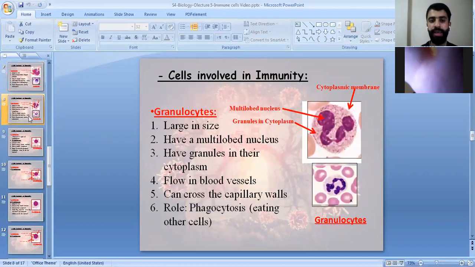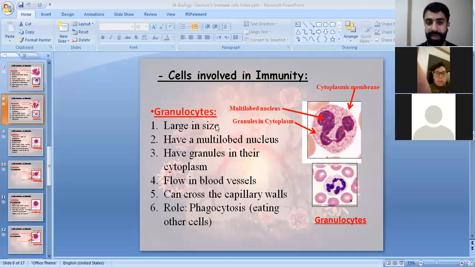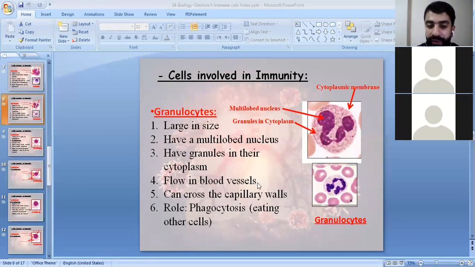Now, granulocytes. Granulocytes have a special nucleus. The nucleus in the granulocytes is multi-lobed. It's composed of many lobes. If you see here, this is lobe 2, 3, 4, many parts. So it's called a multi-lobed nucleus. They are large in size also. They have granules in their cytoplasm. They flow in the blood vessels. They can cross the capillary walls, and they have a role in phagocytosis. They kill the non-self cells.